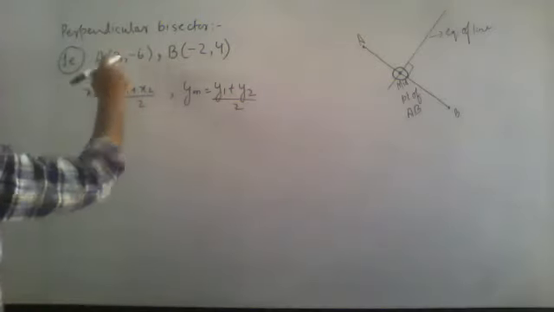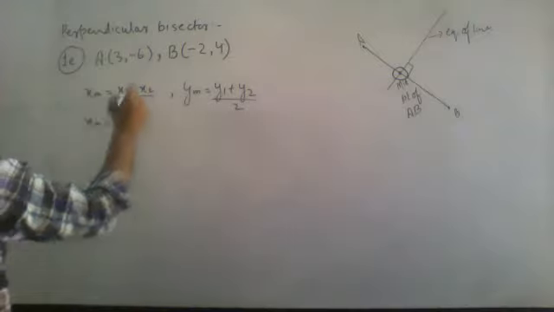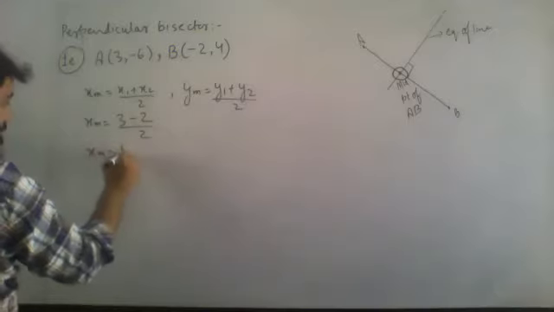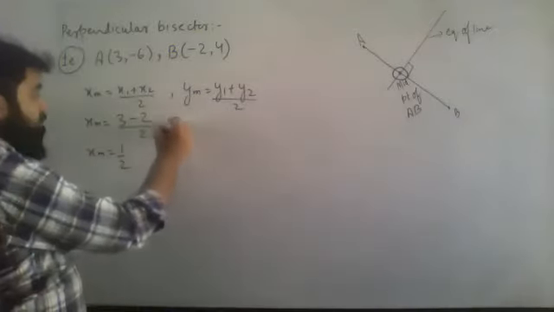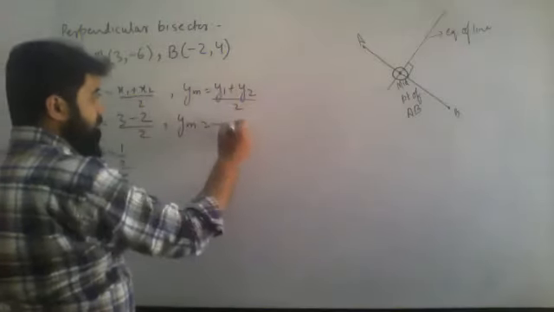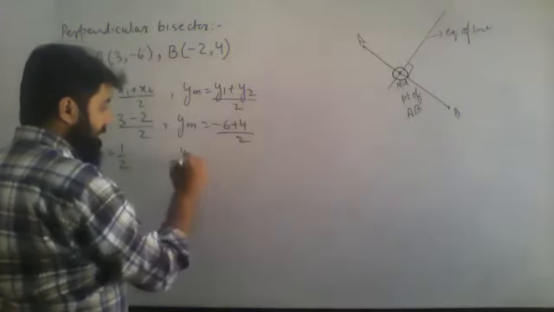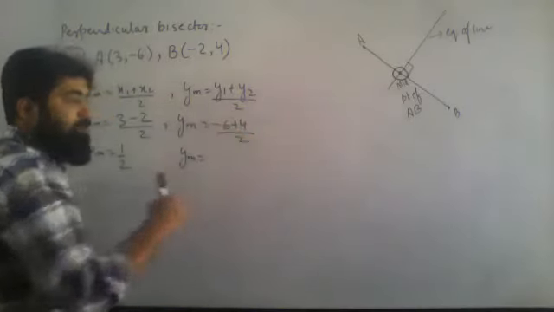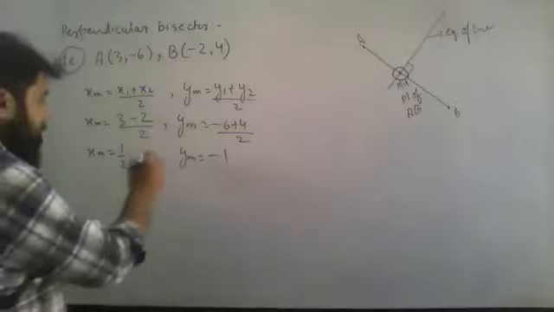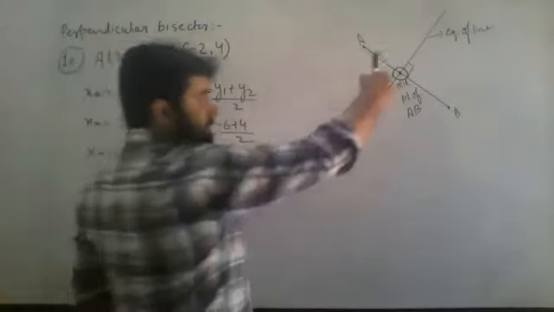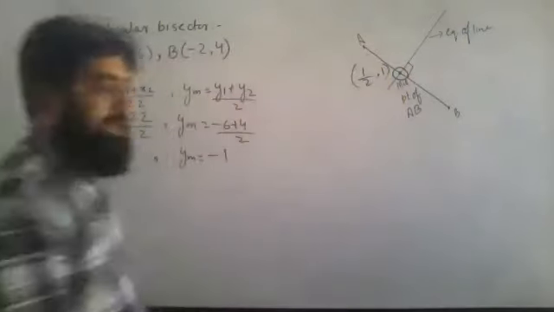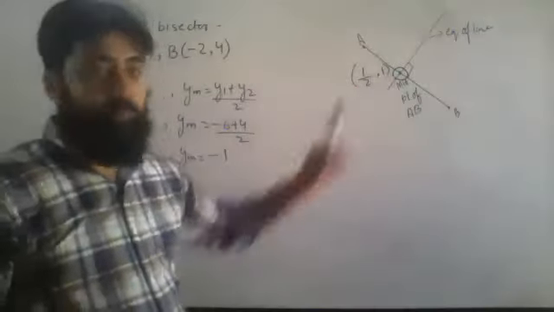For Xm, the x1 coordinate will be 3, the x2 coordinate will be minus 2, over 2. Xm equals 1 over 2. For Ym, y1 is minus 6 plus y2 is 4, over 2. Ym equals minus 6 plus 4, which is minus 2, divided by 2, it will become minus 1. Okay, so the coordinate I have got is half comma minus 1, that's my coordinate for the midpoint.